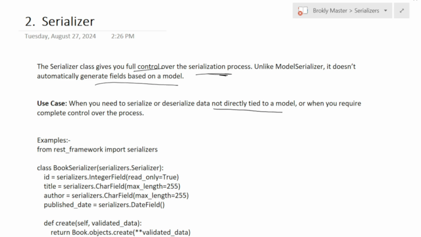For an example, let's understand here. We do not need the model serializer here. We simply make the serializer directly. Here, this is a class serializer, and we are defining each field here manually: ID, title, author name, publish date, everything we define manually. But in the model serializer, we take the fields from our model. And we are also defining the validation here.